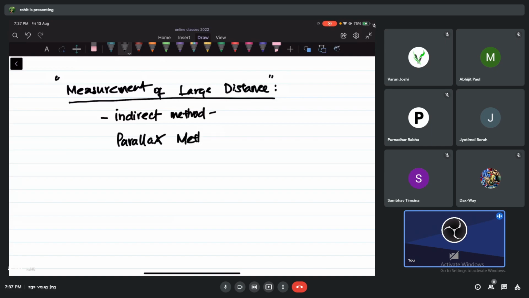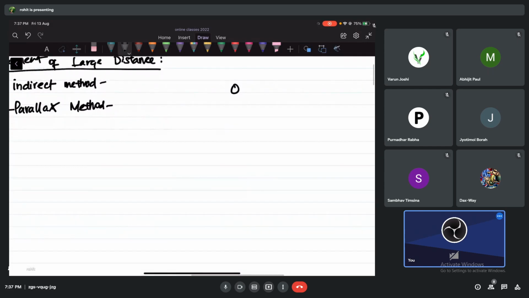So what is the parallax method? See guys, you must have noticed, if I want to see an object, I have 2 eyes, of course, this is the eye, this is the eye. Let me just draw one eye right now. I want to see the object from here. If I see the object from here, it appears towards my right. And when I go here, to my new position, the object appears to be where? On the left.